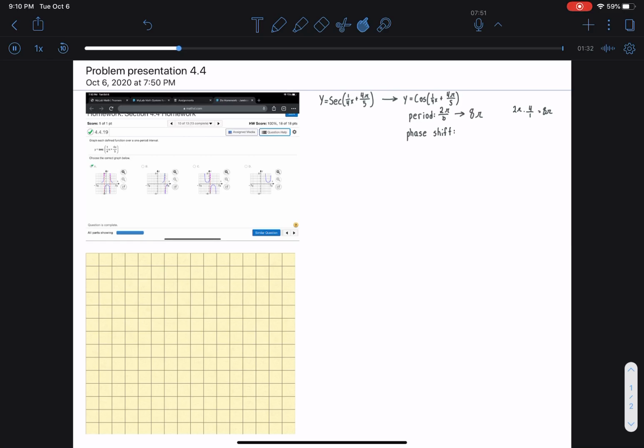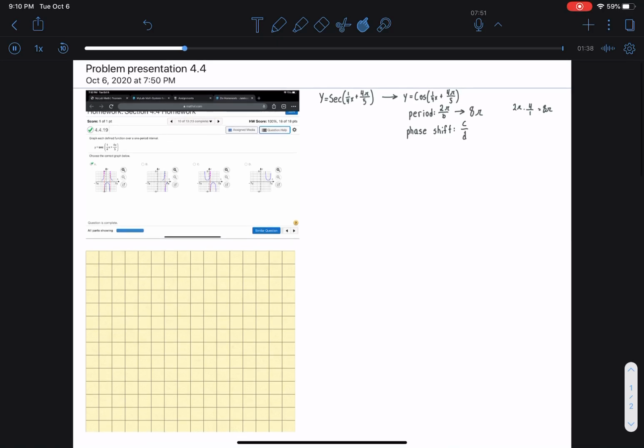Alright, and for our phase shift, we actually have to do c over b. So it's going to be 4 pi over 5 over 1 over 4. And when we multiply this, we get negative 16 over 5. So it is 16 pi over 5. So our phase shift is going to equal negative 16 pi over 5. So this is going to move our graph to the left.